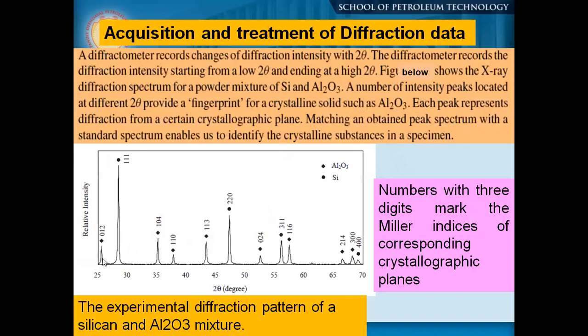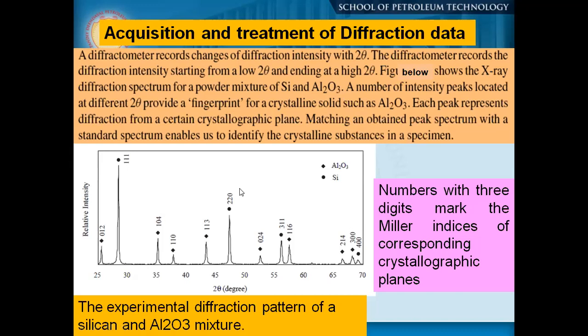Okay, so it's a diffractometer with a 2 theta value. This is the 2 theta angle. What did we discuss, what is 2 theta? The incident beam and the diffracted beam make a 2 theta angle, and that is what we are trying to measure. Okay. So a diffractometer records changes of diffraction intensity with 2 theta. So this is intensity, relative intensity. You can see that with a change of theta value, your intensity is changing, and we have certain values here.